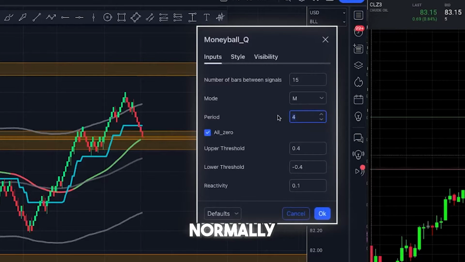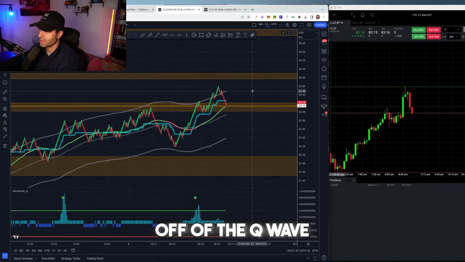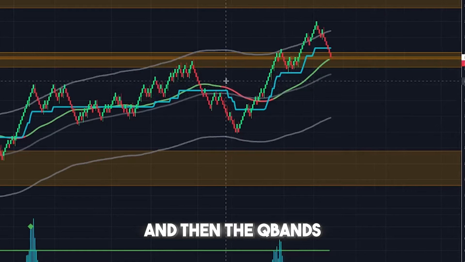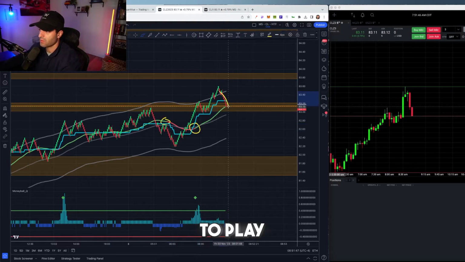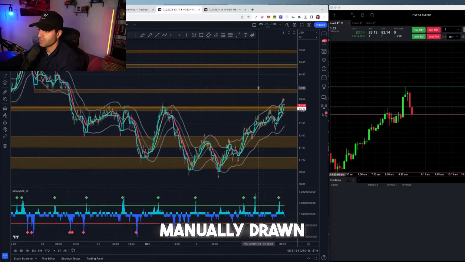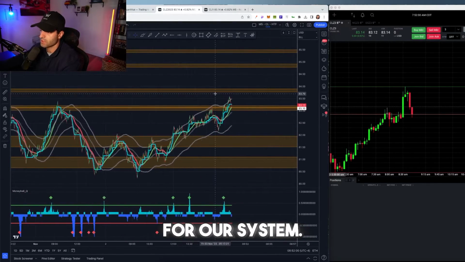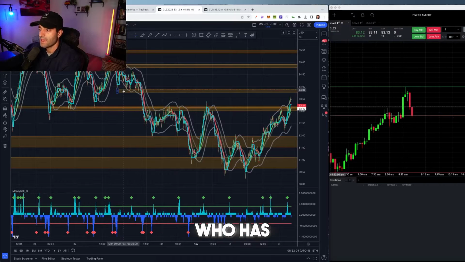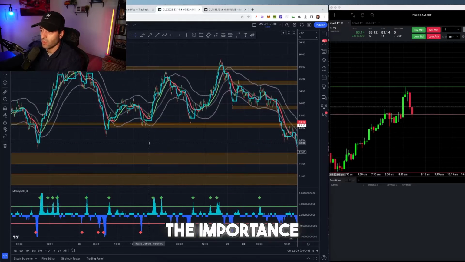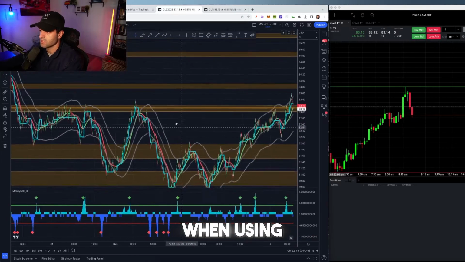Got a little bit of a tighter period. Normally this is set at 7, but going with a 4. Looking to play bounces off of the QWave ribbon here, which is this light blue line, and then the QBand's trend flips. So look to play price bounces off of these as well. And then these orange zones are just manually drawn pivot points. In our 10 plus hours of course content that you receive when signing up for our system, our head trader, Chris, who has probably 30 years of experience at an institutional level, goes over the importance of plotting these pivot points when using our system.